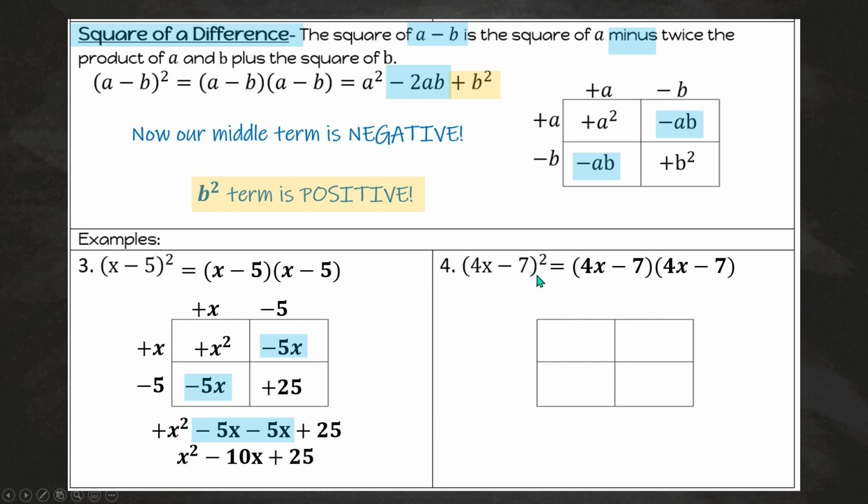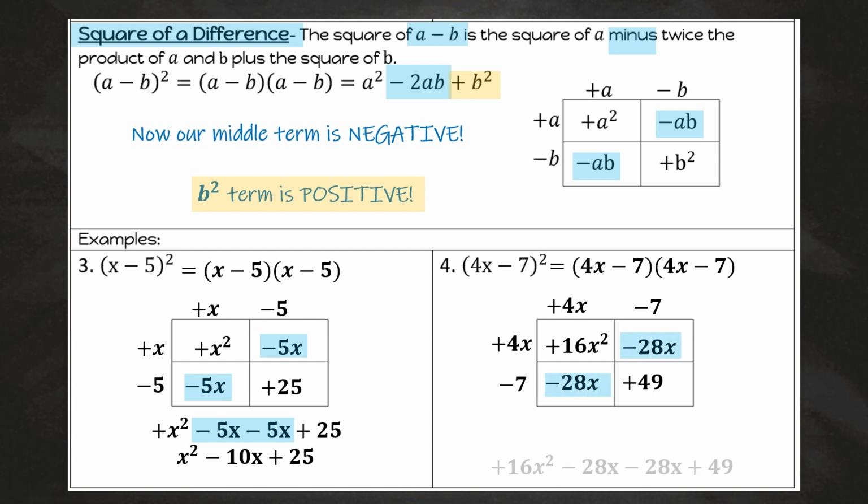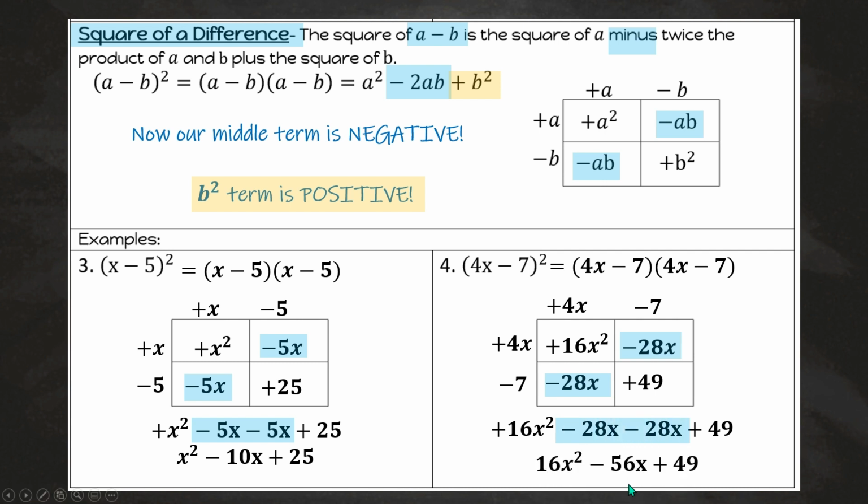So now I have 4x minus 7. When I set it up using my area model, 4 times 4 is 16x squared. 4 times negative 7 is negative 28x. Negative 7 times 4x is negative 28x. And negative 7 times negative 7 is a positive 49. Again, twice the product of a and b is my middle term. So negative 28x minus 28x, or negative 28 times 2, and I'm going to have a negative 56x as my middle term.